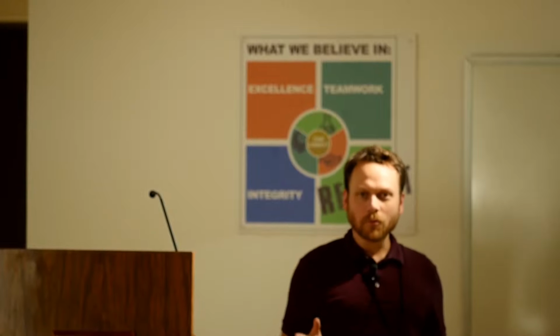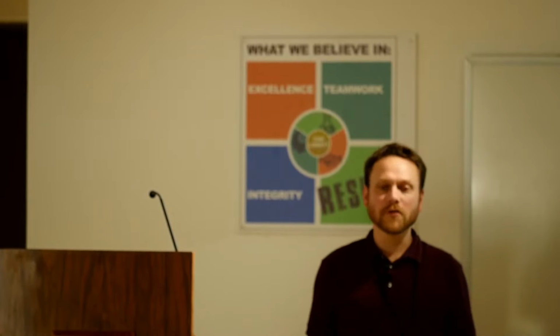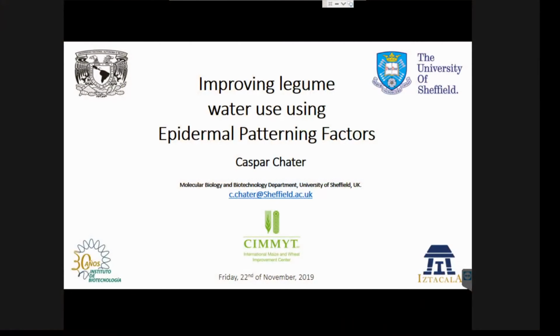As I said, my work in Mexico over the past 4 or 5 years has been focusing on stomatal development, in particular with legumes. This is really an ongoing collaboration between myself in Sheffield and Alejandra Covarrubias at UNAM. So this is still a lot of work in progress, and what I'm showing you today will be quite preliminary in some parts, and less so in others.